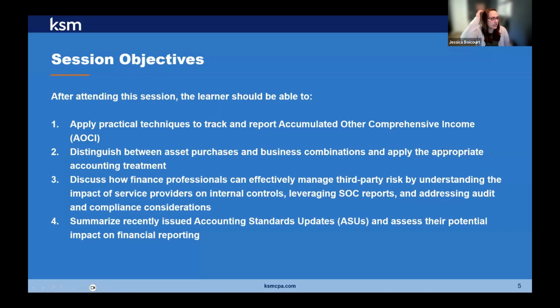Our session objectives today: after attending, the learner should be able to apply some practical techniques to track and report accumulated other comprehensive income, distinguish between an asset purchase and a business combination, and determine when to apply the appropriate accounting treatment. Be able to discuss how finance professionals can effectively manage third-party risk by understanding the impact that they have on internal control, how to leverage SOC reports and address audit and compliance considerations, and lastly, be able to summarize recently issued accounting standards updates and assess their potential impact on financial reporting.